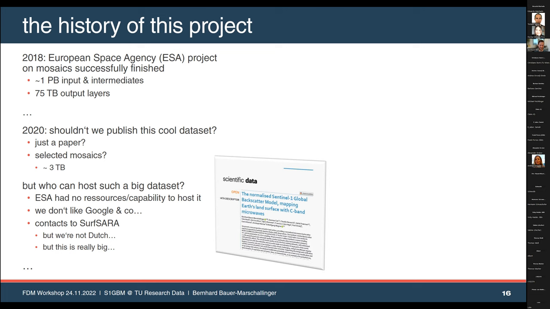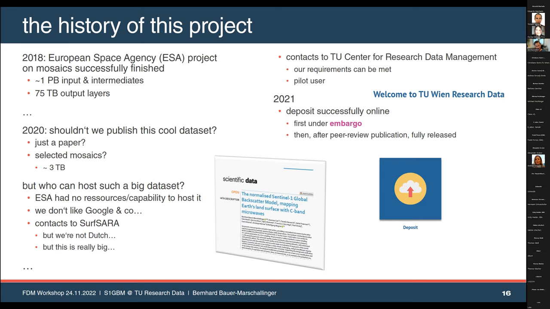Then we had contacts with the TU Center for Research Data Management, colleagues who are also here in this webinar. And there we pretty soon found out that our requirements can be met, and that we can act as a pilot user. Because at that time, as I grasped, it was an early stage of this repository, but we were welcome. And in 2021, we could deposit this dataset successfully. We had it online, first under an embargo, because the peer review process of our paper was still ongoing. After the peer review was completed and we could publish the paper, we could release the embargo and the dataset was fully released to the community.